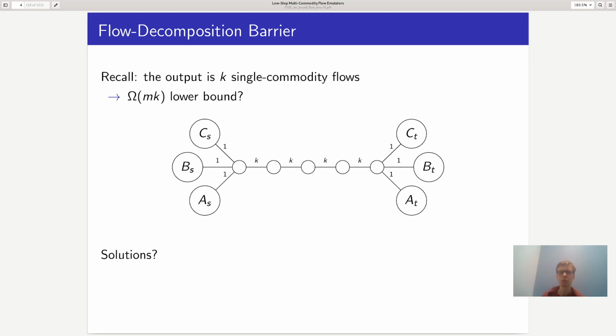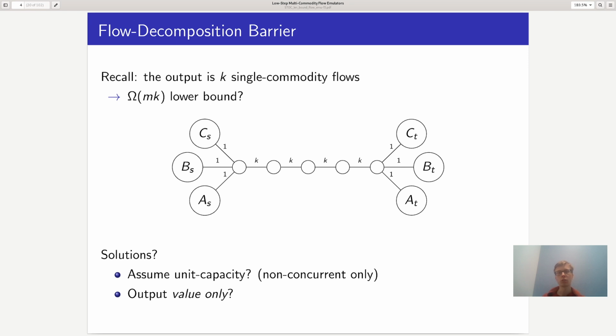So what can you then potentially do? Well, if you assume both unit capacity and non-concurrent, this counterexample doesn't work. Otherwise, the output size can be large, and you can't get around that unless you only output the value of the optimum flow instead of the optimum flow itself.